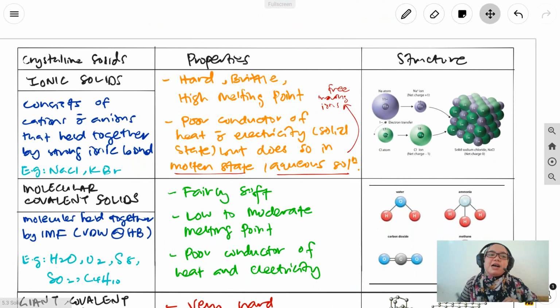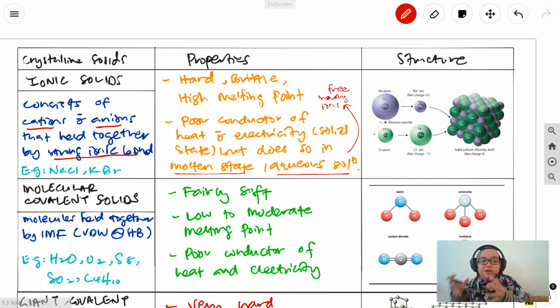So, ionic solid is formed of cations and anions that are held together by strong ionic bonds. For example, sodium chloride, potassium bromide. Okay, what else? There are so many. These are examples of ionic solids. Mostly salts, right, ionic solids.